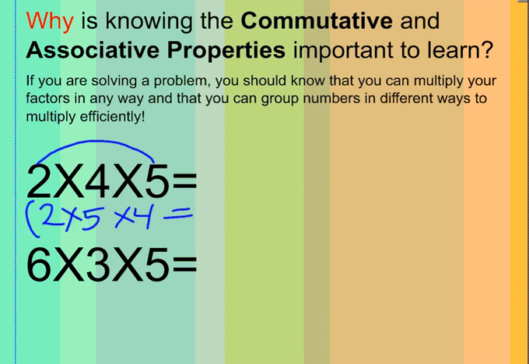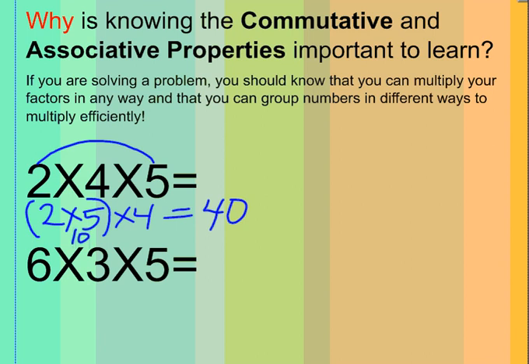Then I also know the associative property if I look at these numbers. I know that I'm going to group the 2 and the 5 because I know that equals 10. And I know that 10 times 4 equals 40. It's much easier to multiply a multiple of 10, which equals 40.